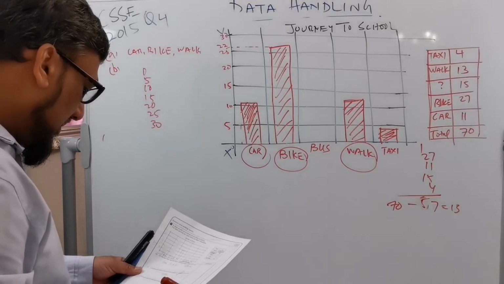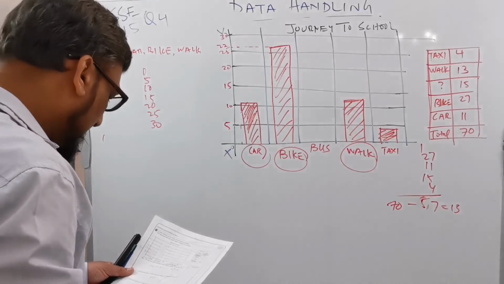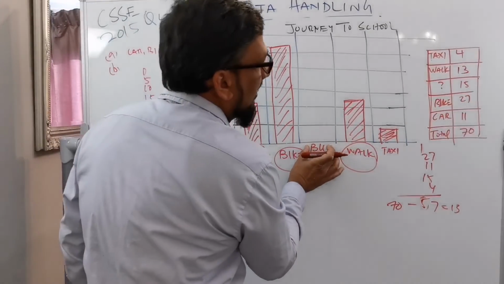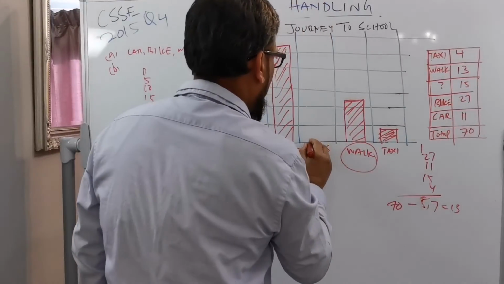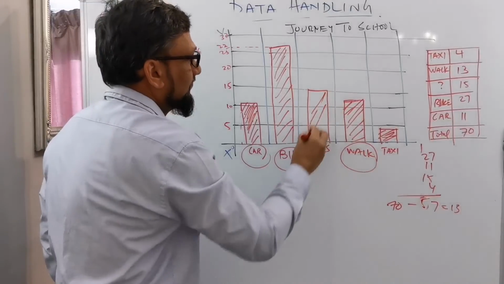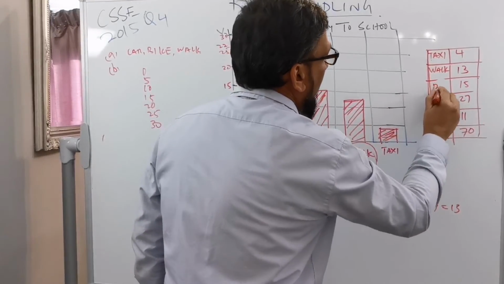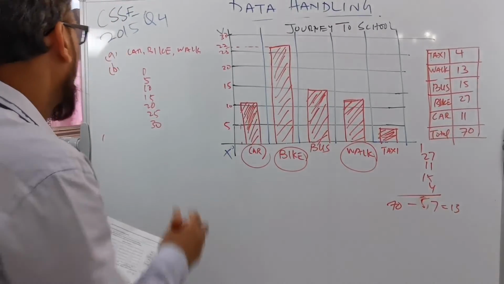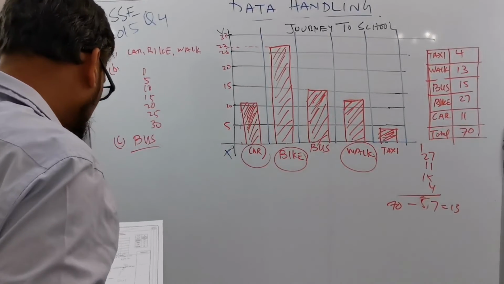And C: in the table, add the missing category. Which one is the missing category, which we don't know? The missing category is bus. Look here, we need to work out this one, this is 15. So the missing category is bus. The answer is the missing category, bus.